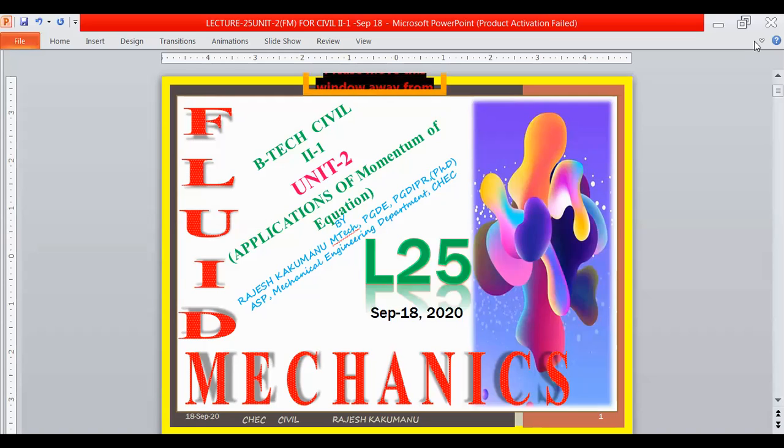In the last class, we discussed the problems on the pipe bend equation, and also the momentum equation derivation. In this class, we'll start the various applications of the momentum equation, where we are using the momentum equation in real-time applications.